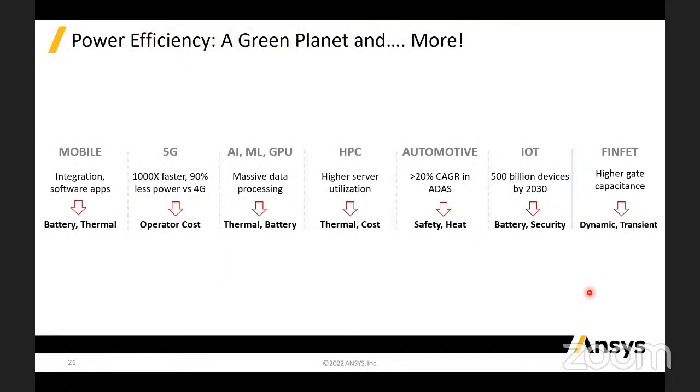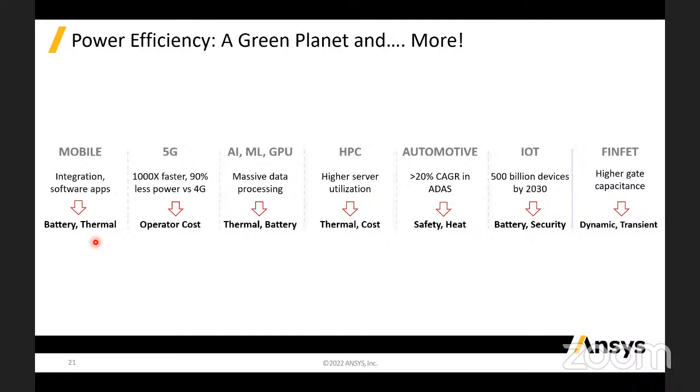In this slide, I'm showing a variety of target markets that the semiconductor chips go into. For example, on the mobile market, battery and thermal are key considerations. While holding a mobile phone, you don't want too much heating on the smartphone, and you also want the smartphone product to have a long battery life.